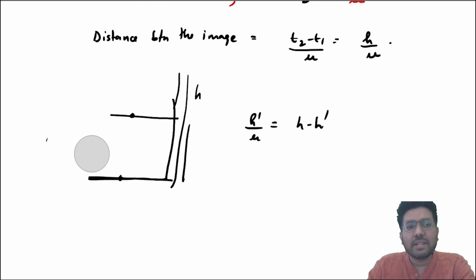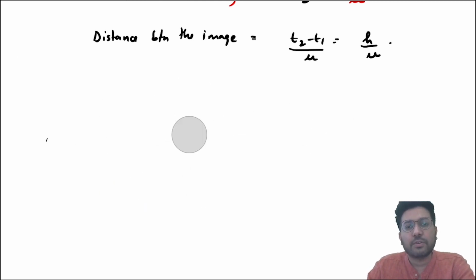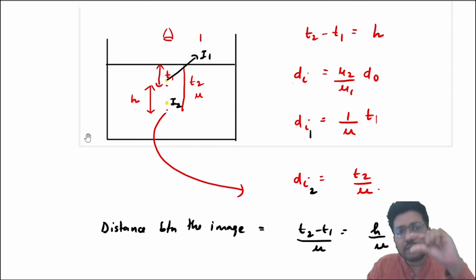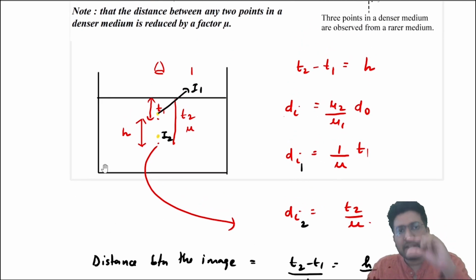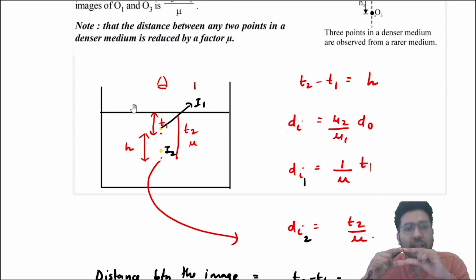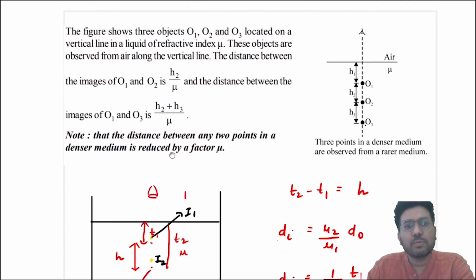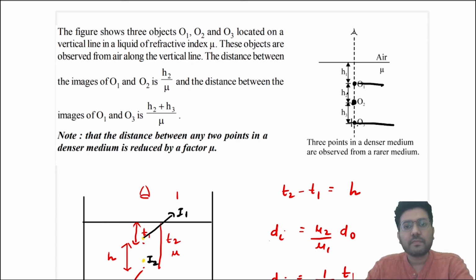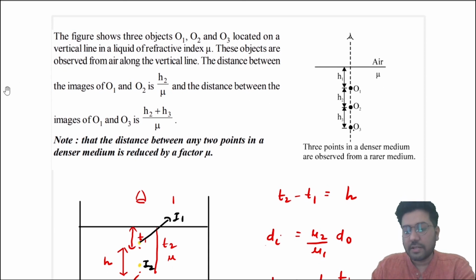Okay, so if you remember this result, it will be very, very easy for you. It's a very simple result. What is the result? If the distance between 2 points in a vertical line is H, then when you look from the top, the distance between 2 points on that same vertical line will appear to be H by mu. So this is what was asked in this question. See, the distance between these 2 points will appear to be H2 by mu, and the distance between these 2 points will appear to be H2 plus H3 by mu. Okay, so this is a very important result that you should remember.